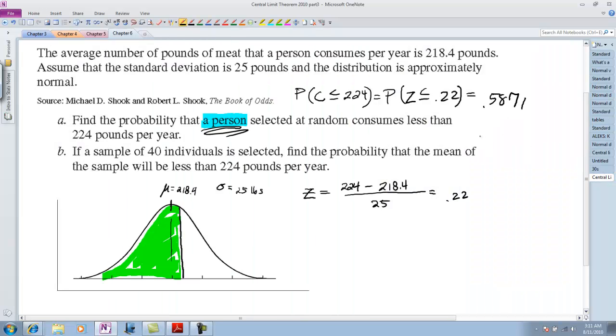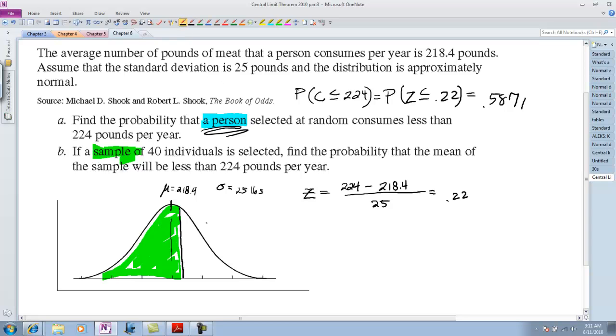0.5871. That's the probability. Now, this is part B, if a sample of 40 individuals is selected, find the probability that the mean of the sample will be less than 224 pounds per year. So now we're looking at the mean of a sample, and we want to know the probability that that'll be less than 224, but we're dealing with a sample, not a person. So it's different. In fact, it's very, very different.